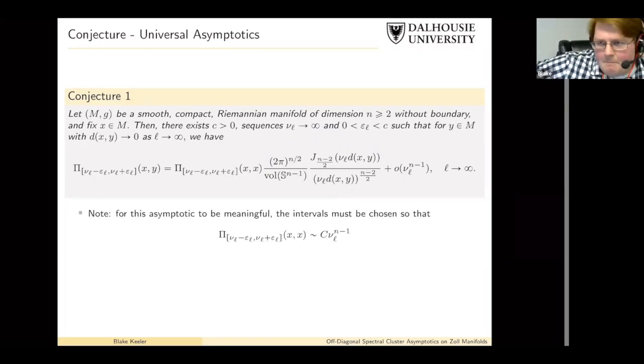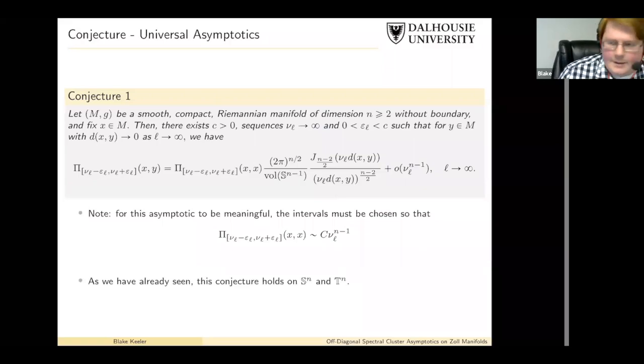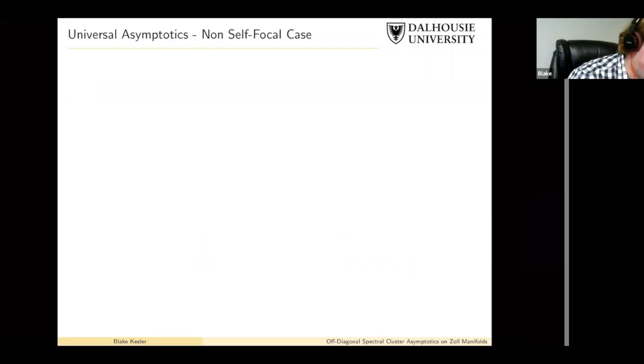Now, in order for this to be meaningful, we do have to choose the intervals so that this on-diagonal quantity that sits in front actually looks like nu sub L to the n minus 1, because otherwise the remainder term is going to be too large and we're not really saying anything. So this is why, for example, on the sphere, we had to choose our intervals so that we actually capture those high multiplicity eigenvalues. So there's enough stuff in our interval to make a meaningful asymptotic. And also, as we've seen, this conjecture holds on the round sphere and the flat torus.